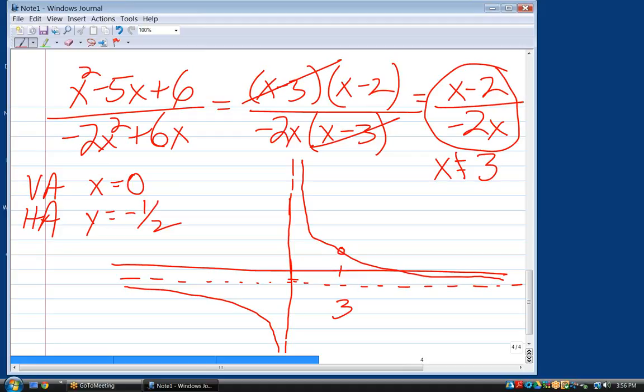Is there anything else about this function they wanted to know besides vertical, horizontal, holes, those things? No. Okay. No, that was it. All right.